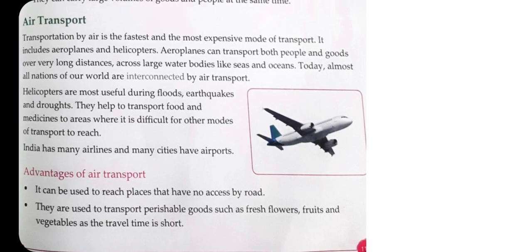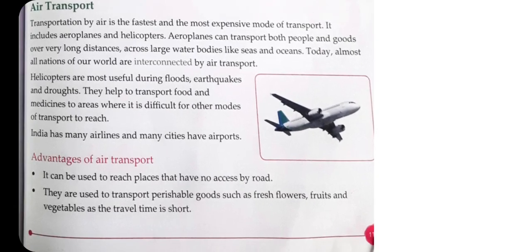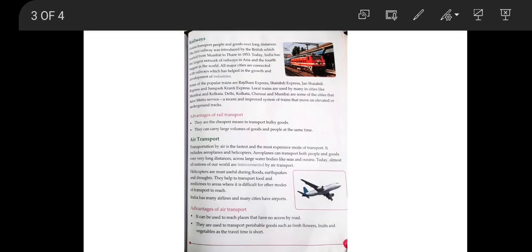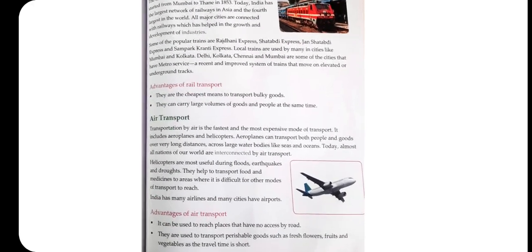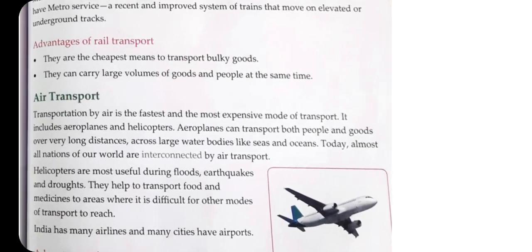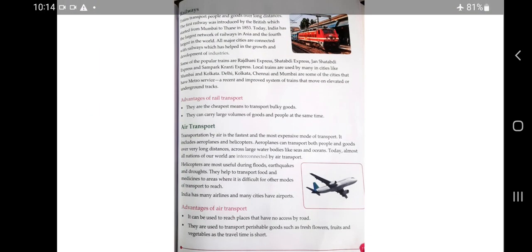What are the advantages of air transport? It can be used to reach places that have no access by road. It is used to transport perishable goods such as fresh flowers, fruits, and vegetables, as the travel time is short. So, air transport is the fastest and very expensive means of transport.